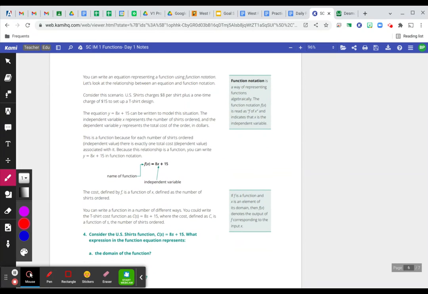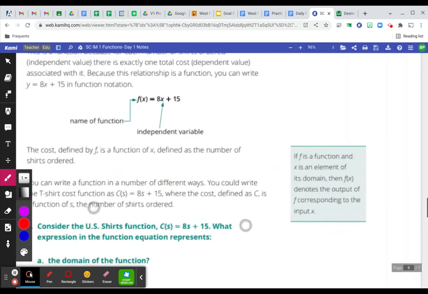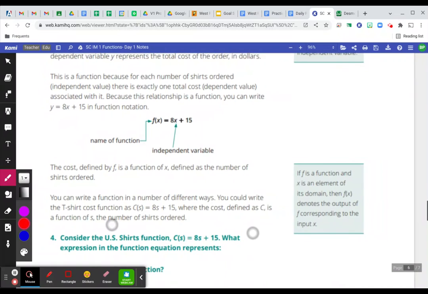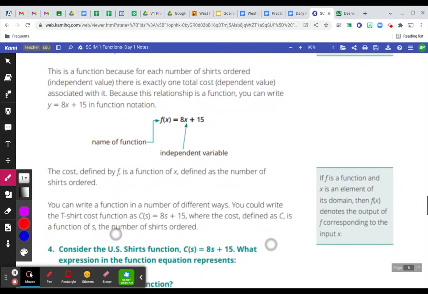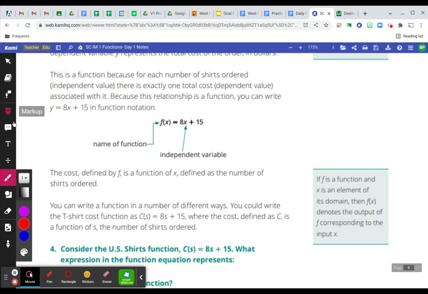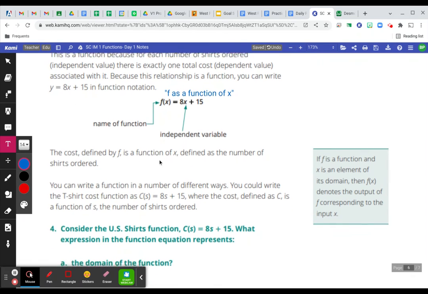Okay, now down here, this is just something that you can read through on your own. But what this is saying is we have f of x is equal to 8x plus 15. This is just a different way to represent a function. It's called function notation. When you have f and in parentheses x, the way you say this is f as a function of x is equal to 8x plus 15.